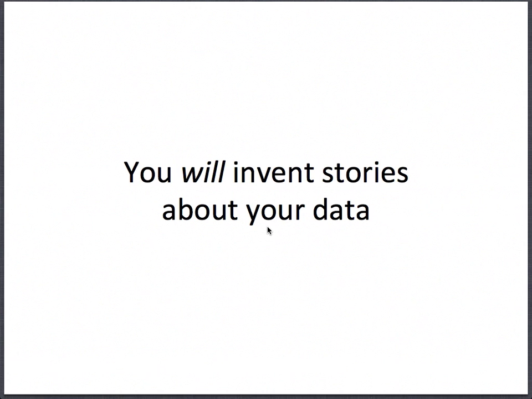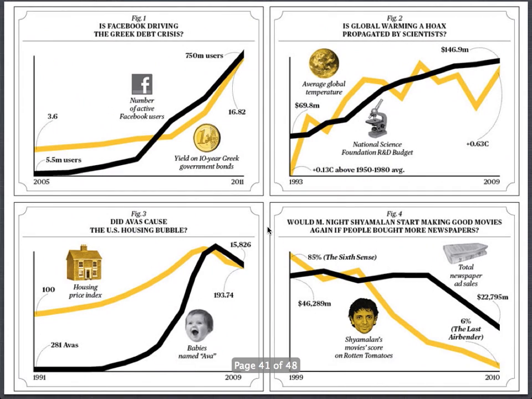The problem is that we will make up stories. So look, as the number of Facebook users goes up, the Greek debt crisis gets worse. These are correlations. As the NSF budget goes up, the average temperature rises. Right? So this is silly, but just because you have a pattern doesn't mean that you have cause. It's just a pattern. So correlation is not causation.